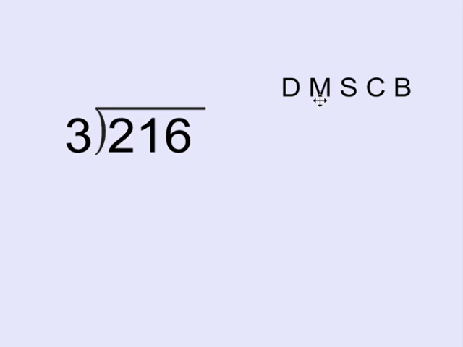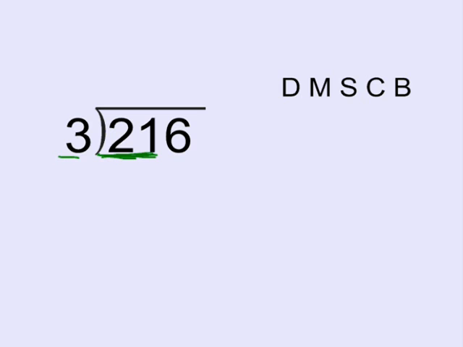D stands for divide, M stands for multiply, S stands for subtract, C stands for check, and B stands for bring down. Yesterday we talked about dividing using one number at a time. So we would divide 3 into 2. But this time we have a problem. 3 doesn't go into 2. So we have to actually use the first 2 numbers.